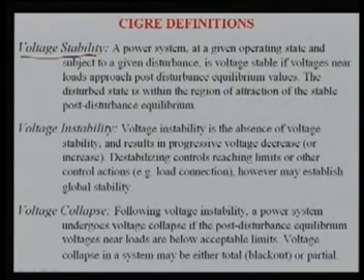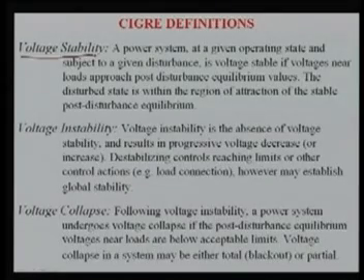Means once the disturbance is there, initially your system is operating in the stable mode without violating the voltage, and after the disturbance, if the voltages are also well within limit and that equilibrium is stable, then we can say it is voltage stable. However, instability is the opposite of stability. Voltage instability is the absence of voltage stability, and results in progressive voltage decrease or increase on both sides. There may be an excessive voltage increase or decrease, destabilizing controls reaching limit, while other control actions like load connections or load shedding may, however, establish global stability.